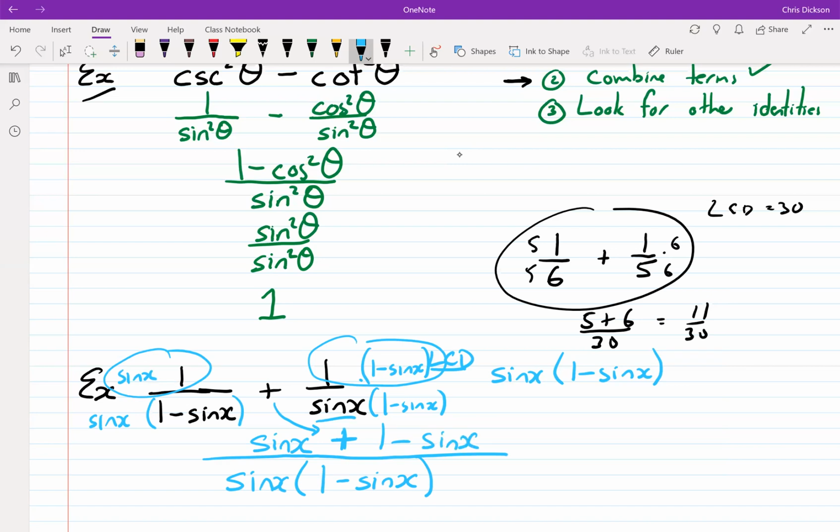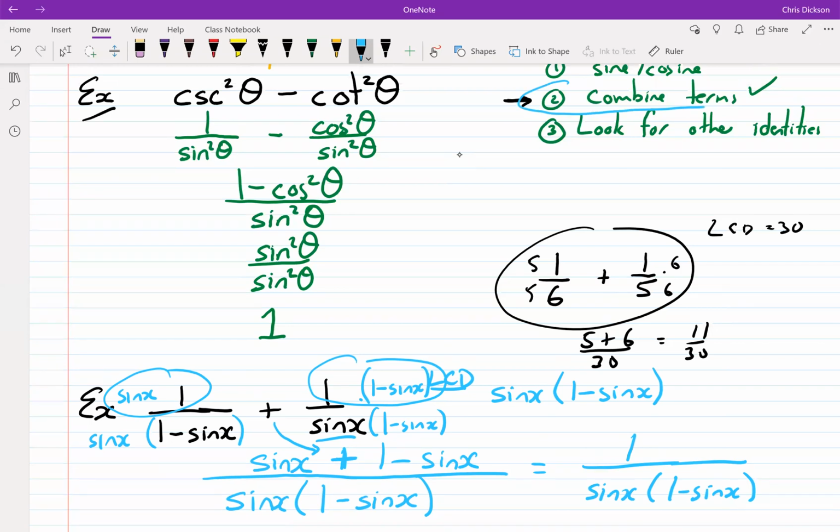And I guess I could tidy that up by saying sine x minus sine x is 0. So I'd have 1 all over sine x, 1 minus sine x. So this second step here in the notes, things to try, can be tricky sometimes if you have fractions that have quite different denominators, especially one that's a binomial. This one on the left-hand side has a binomial denominator, and that's a monomial denominator. So that can be a little bit trickier to work out.